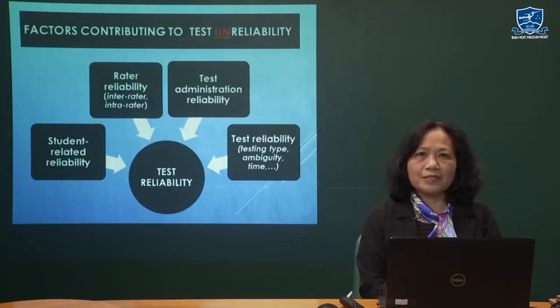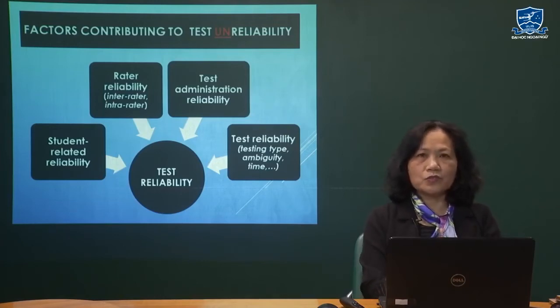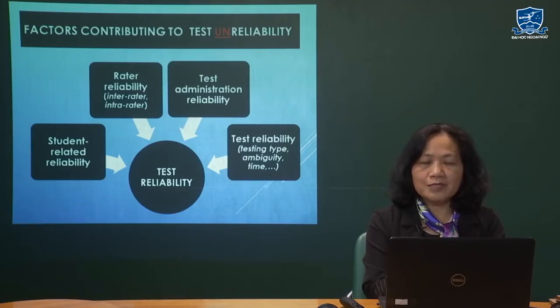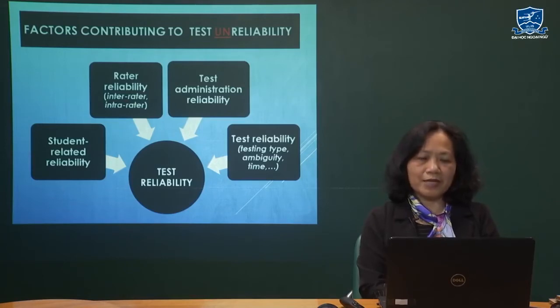And what are the factors that can contribute to test unreliability? There are different factors, you know. The first factor comes from the students or the test takers themselves. The second one, the rater reliability, which means the scorer. And the next ones, test administration and the test itself. So I just named four factors that may contribute to the unreliability of a test.